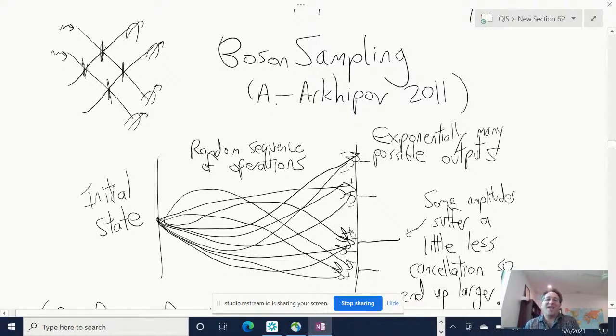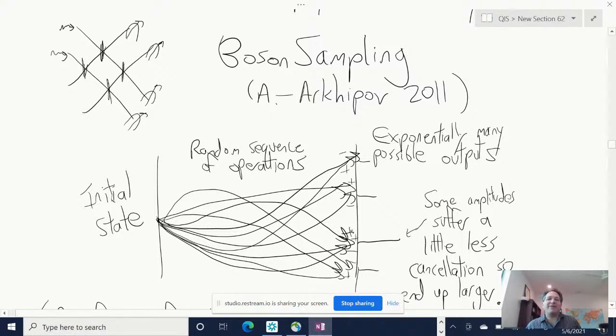So that's all you do. The task is just to generate a sample from what quantum mechanics predicts would be the distribution over how many photons would appear in each output port. And the beam splitters can just be chosen randomly. So you could think of it as doing a random sequence of operations to your quantum state of, let's say, 50 or 100 photons.